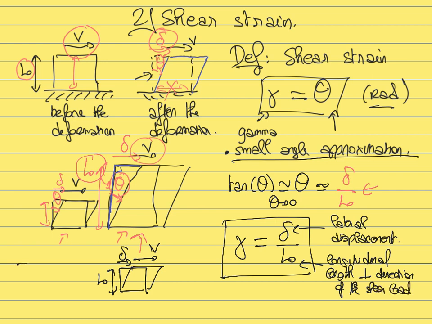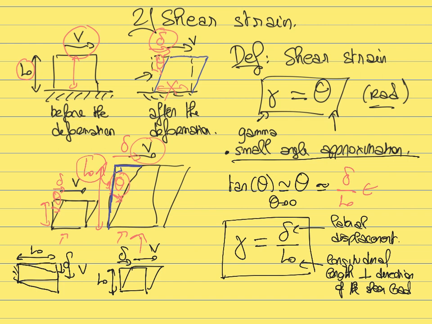Another example is if you have a beam like this and you apply a shear load like this, then this beam is going to be sheared like this. In this case, you will define the lateral displacement delta like this, and the longitudinal length of the beam, L0, is going to be this length here.